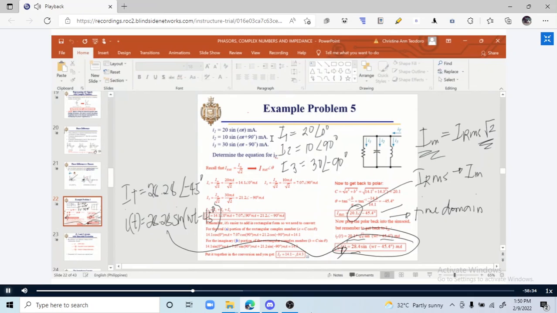Okay. Now, what I told you last time in our discussion last Monday is that there are some books which are not doing this kind of setup, which means they are not applying the formula of IRMS, which will be like this. They are not applying that you need to divide your IM by square root of 2 to get the phasor or the frequency domain.